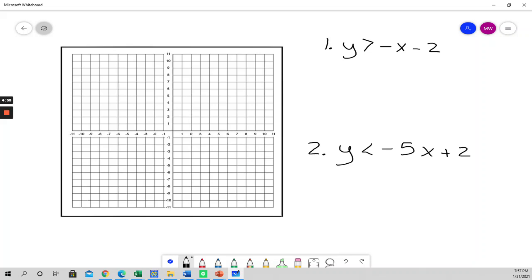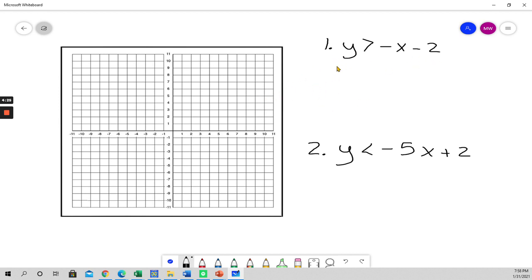y is greater than negative x minus 2, y is less than negative 5x plus 2. This is what we call a system of inequalities. It is no different than a system of equations where you have one solution on the graph where both equations intersect. For a system of inequalities, it is where both regions of the graph are shaded for both inequalities, so they cross. So the process is the same of graphing them, and I'll show you what I mean.